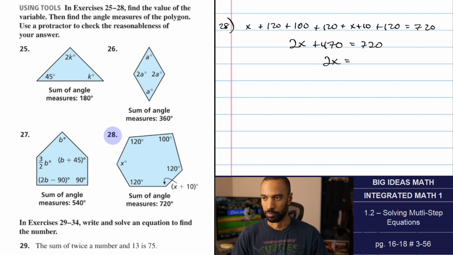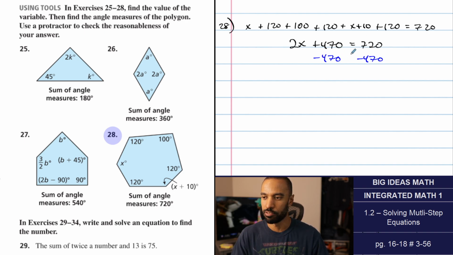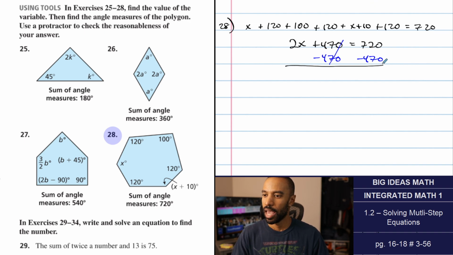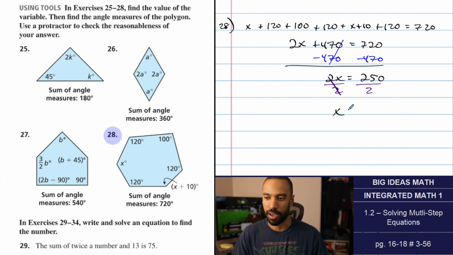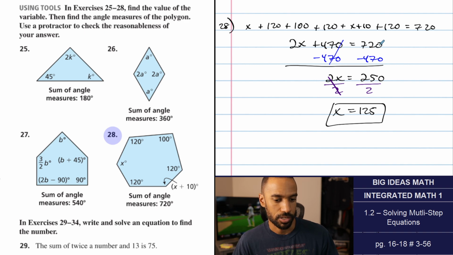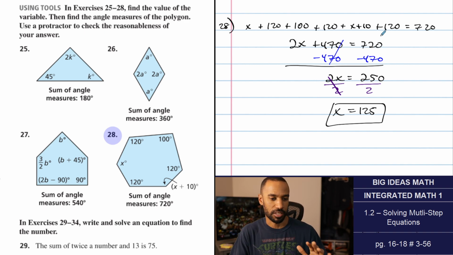Subtract, oh, let me not skip any steps. I apologize if I did this from the previous problem. Subtract 470 from both sides, and you get 2x equals, is that 250? And divide both sides by 2, you get x equals 125. Does that make sense?